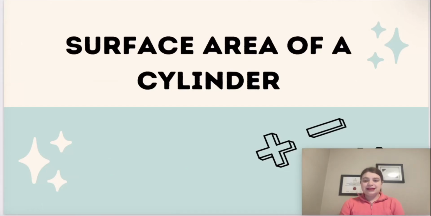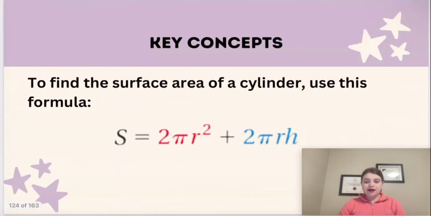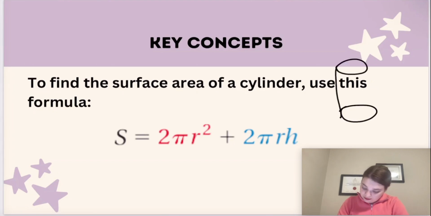Welcome back. Today we're going to be talking about the surface area of a cylinder. So the surface area of a cylinder is equal to 2 pi r squared plus 2 pi r h. And the reason for this is because essentially a cylinder is a shape that's made up of two circles, right? The top circle and the bottom circle, and then a rectangle that's kind of folded into this circular shape.